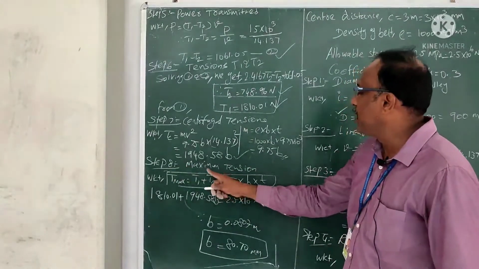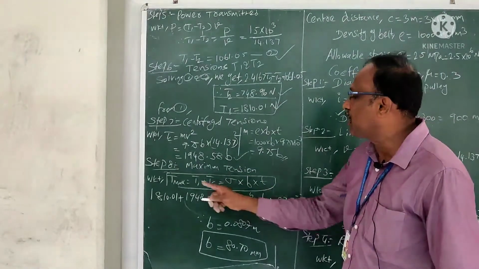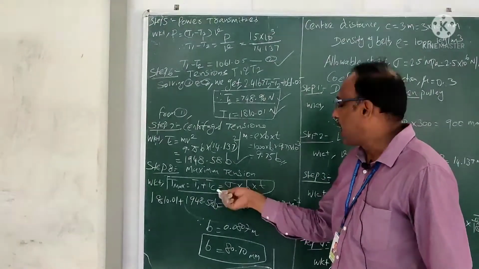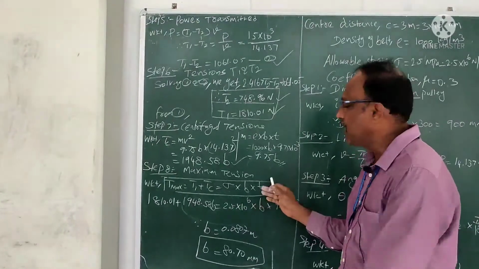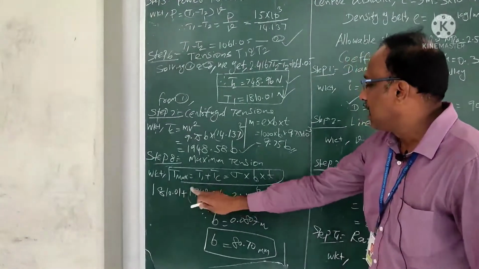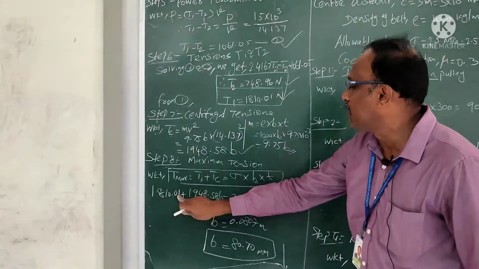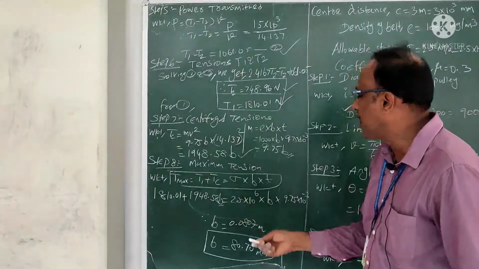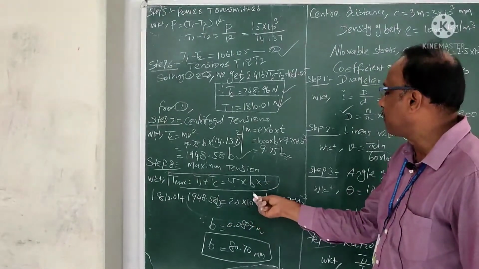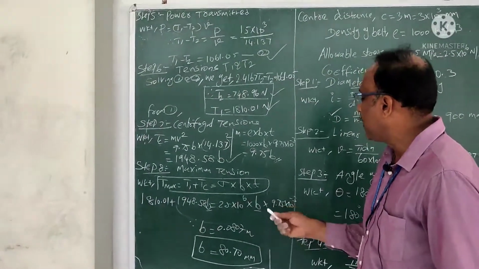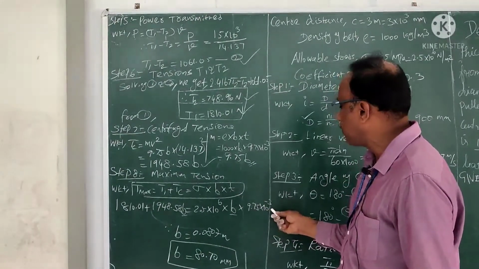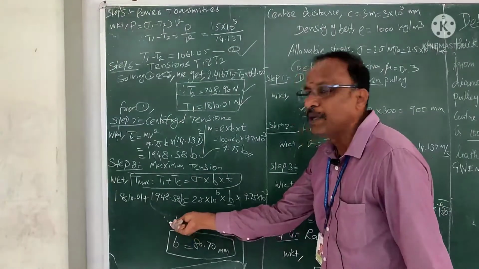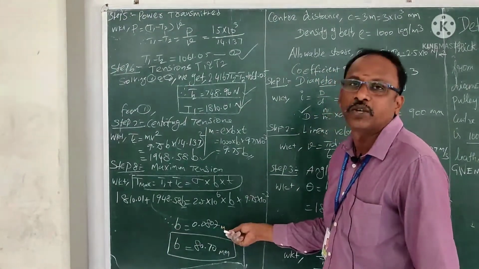Last step, we need to calculate the maximum tension. For the maximum tension, we have two formulas. One is T1 plus Tc, another formula is sigma into b into t. We equate these. We substitute T1 as 1810.01, Tc as 1948.58 times b, and sigma as 2.5 into 10 power 6 with b, thickness is 9.75 into 10 power minus 3. You solve this, we get the width of the belt b as 0.0807 meter.